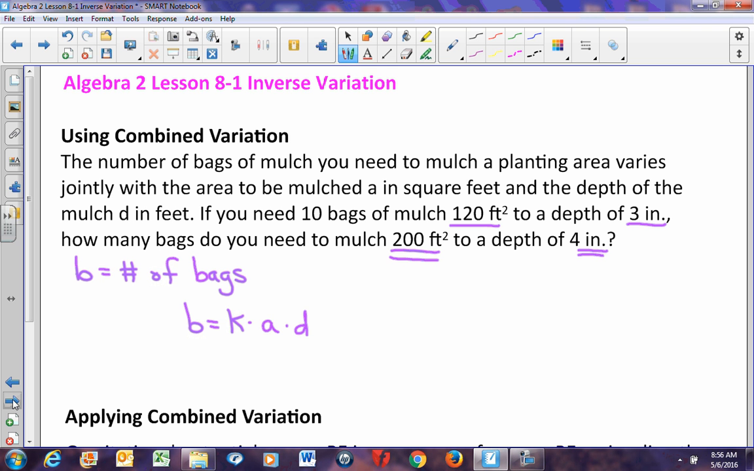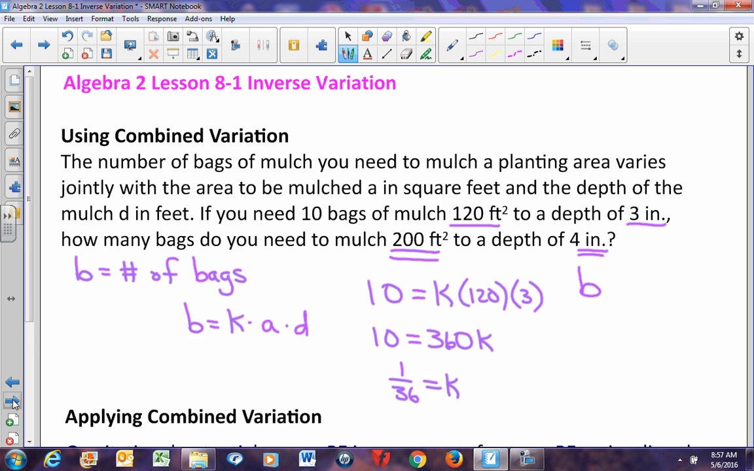Now I'm just going to plug in what I know. It takes me 10 bags to mulch 120 feet, 3 inches. Okay? So 10 equals 360K. I solve for K, divide by 10, divide by 360, 1/36 equals K. So there's my general equation. So that's my constant of variation. So B equals 1/36 AD.